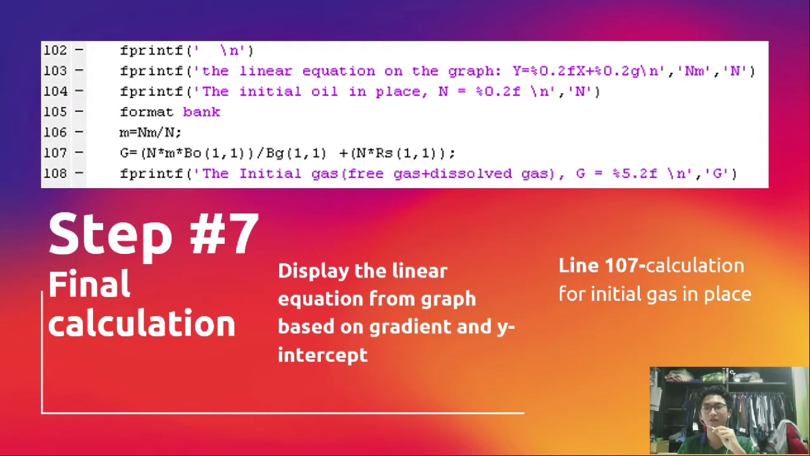Then for the final step, which is the final calculation, we first display the data obtained from the graph, which is the y-intercept and the gradient of the line in a linear equation, y equal to mx plus c. And we use the formula of G, the initial gas in place, to calculate it using the data obtained from the graph. At line 107 is the calculation for initial gas in place. And that's how you get the solution for this problem.